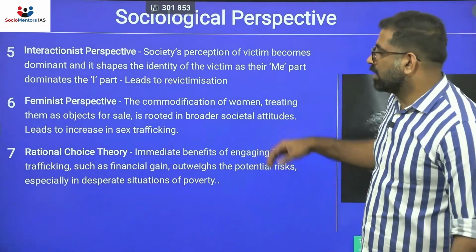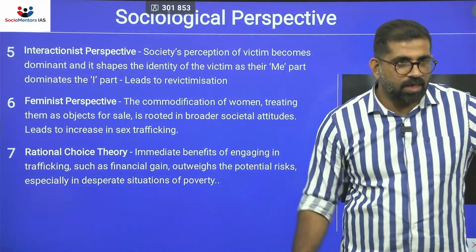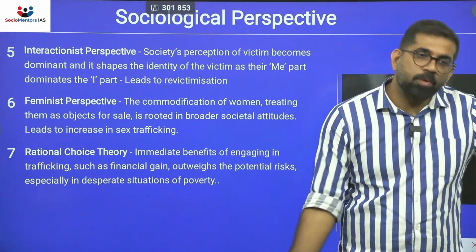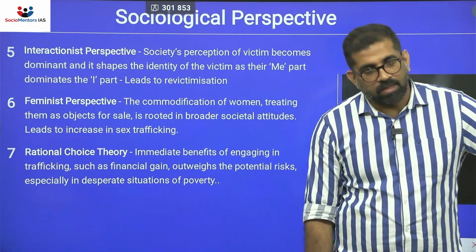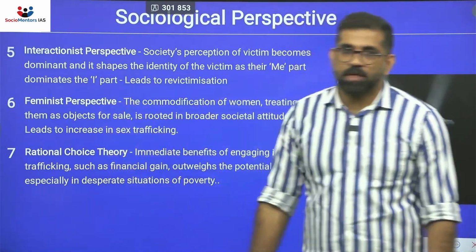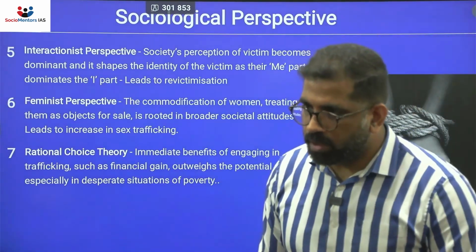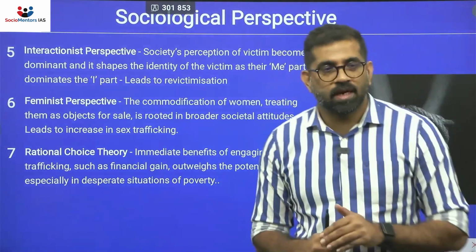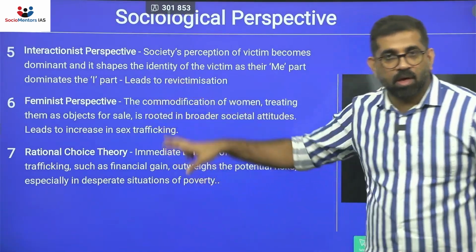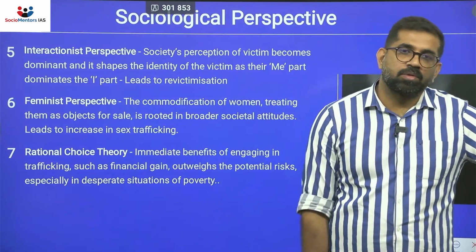Clear? See, that is mainly because of the poor rehabilitation, social rehabilitation. Society attaches a kind of negative notion towards trafficking, and the victims are not properly integrated into the society. That is the reason why they are getting re-victimized. Okay. Then, from a feminist perspective, commodification of women. Right? How does commodification of women lead to human trafficking? Because commodification of women promotes sex trafficking, right? Prostitution. So as a result, that also leads to human trafficking.